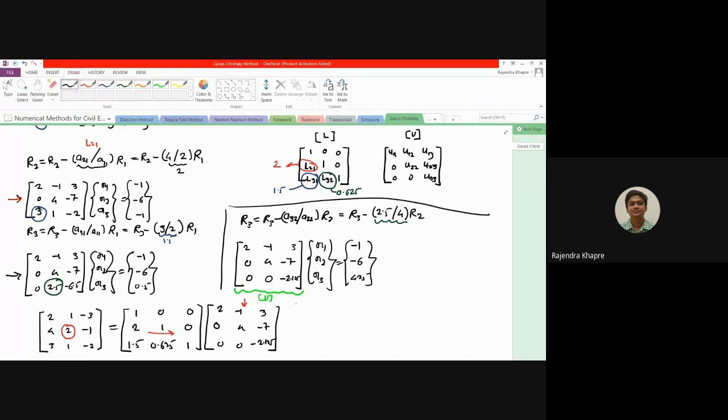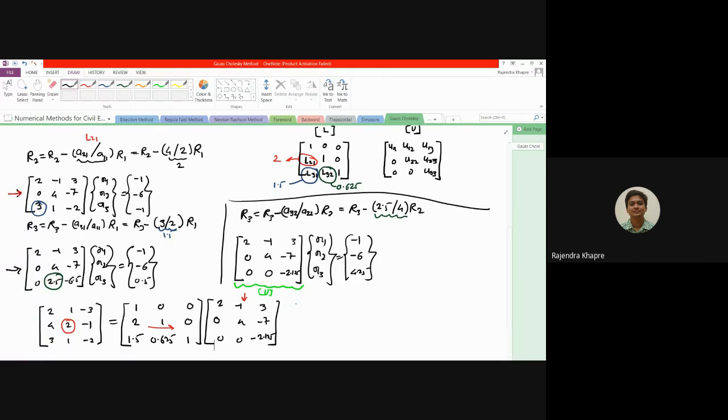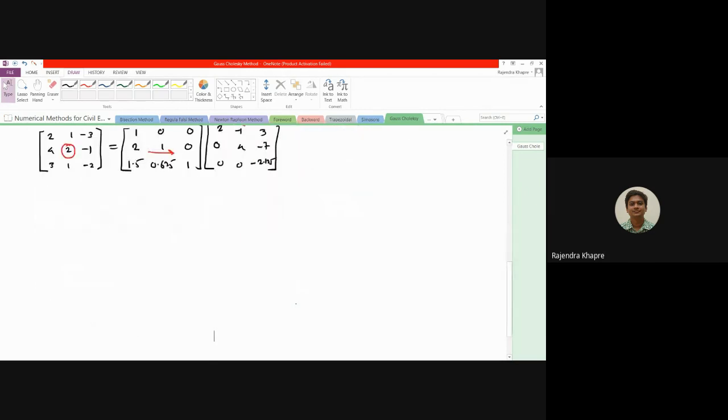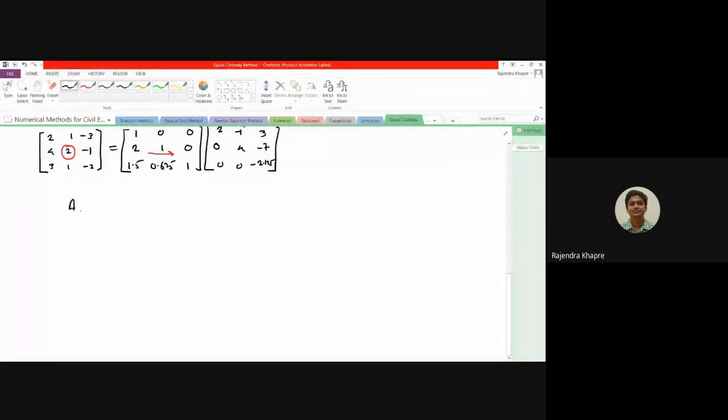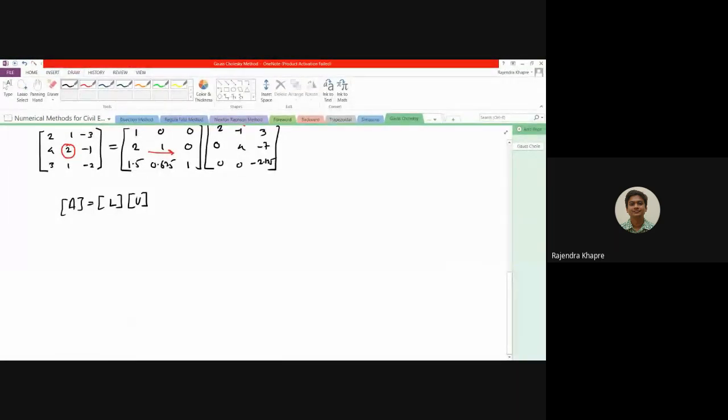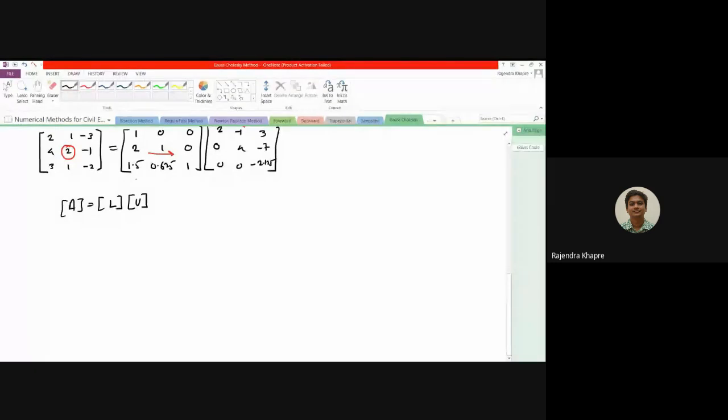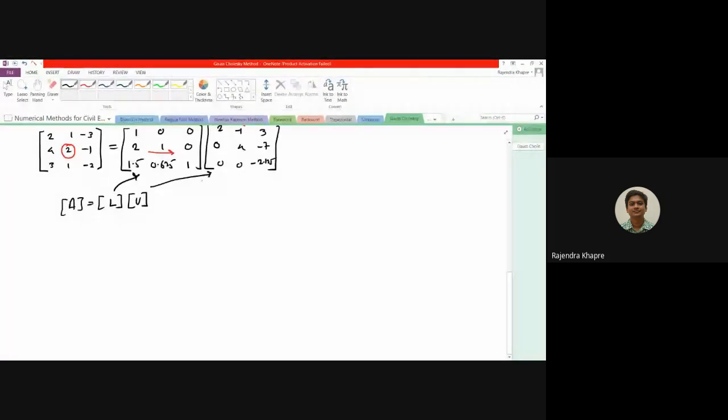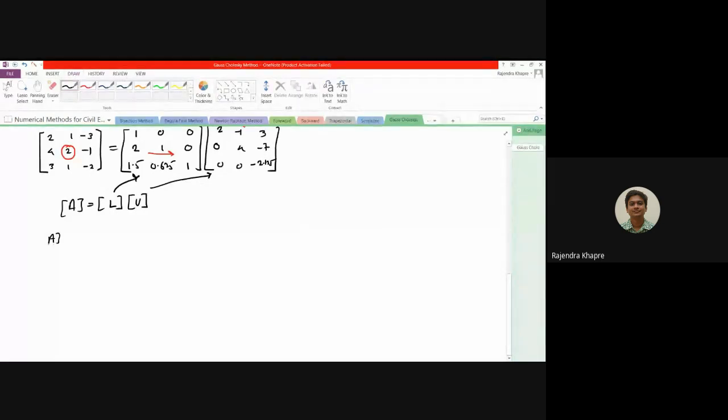So this is one of the ways by which we can break the given matrix into two parts, that is U and L. So right now what is available with us is like this. We have this A matrix which is successfully broken into a lower triangular matrix and an upper triangular matrix, where this is nothing but your lower triangular matrix and this is nothing but your upper triangular matrix.